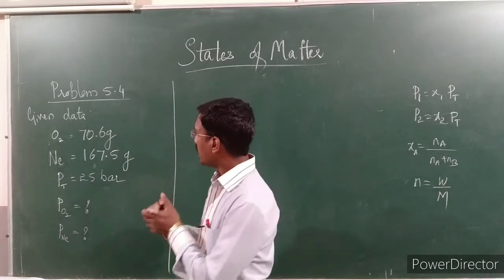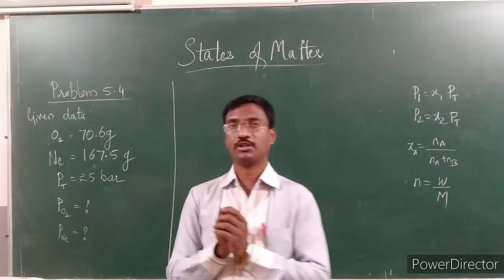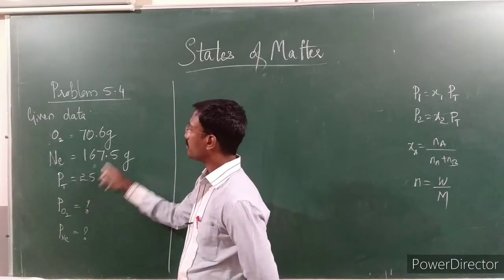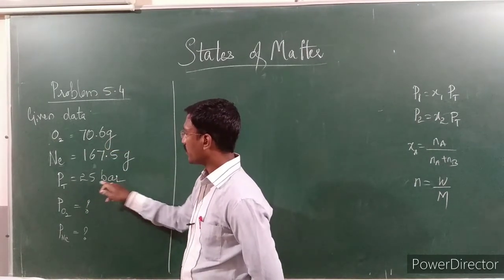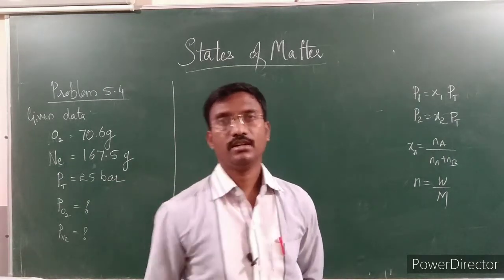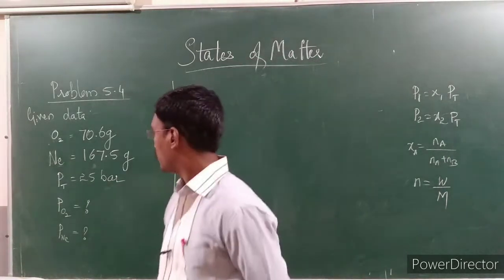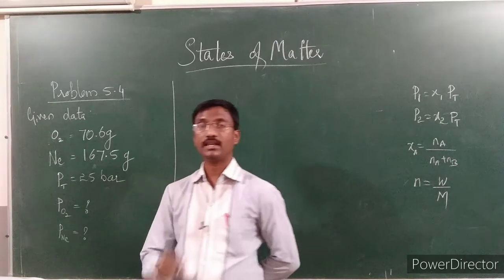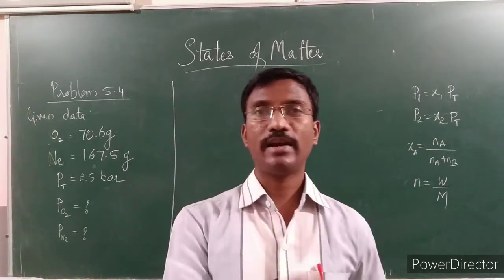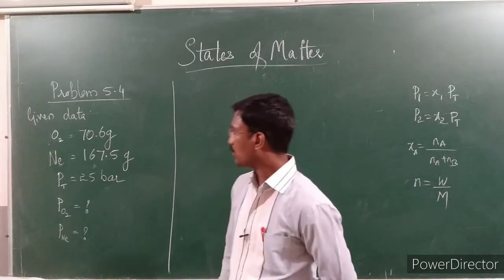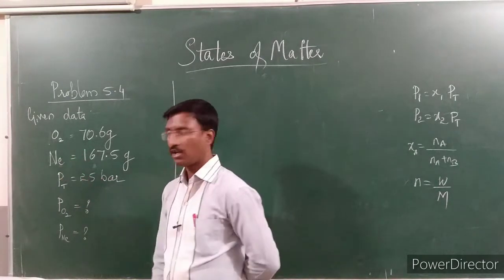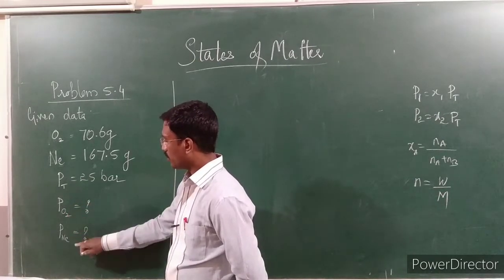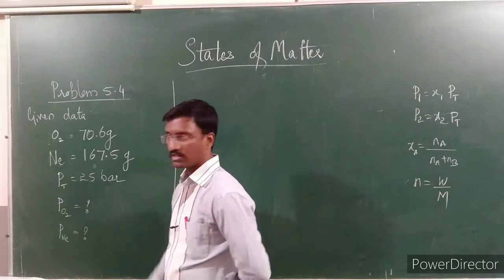They have mixed, and after the mixing, in the problem they have given the total pressure of the mixture together. The total pressure is 25 bar, means they have used the pressure in terms of bar. So the total pressure is 25 bar. Then they are asking us to calculate the partial pressure of individual gases. Here individual gases are nothing but, here we are having the two gases, that is oxygen and neon. So calculate the partial pressure of the oxygen, means pressure of O2, and pressure of neon. You have to calculate these pressures.